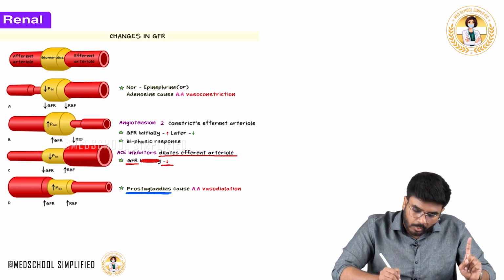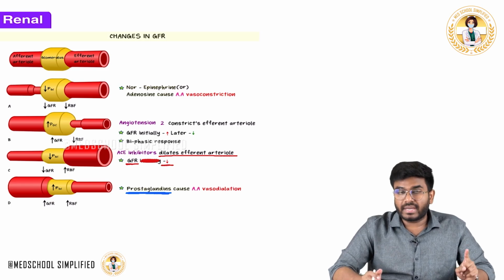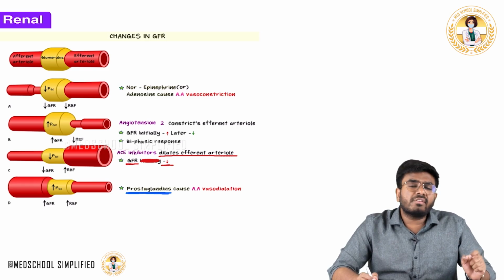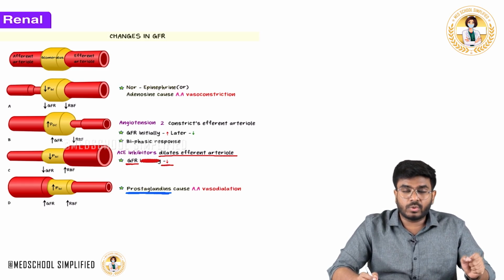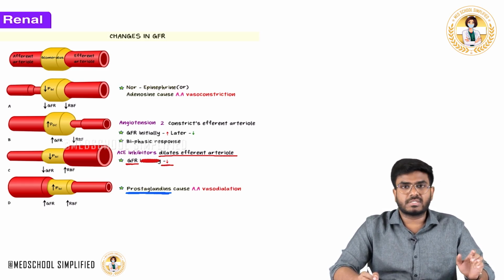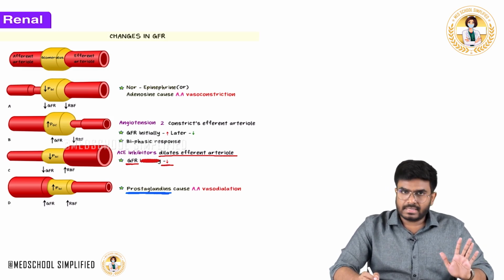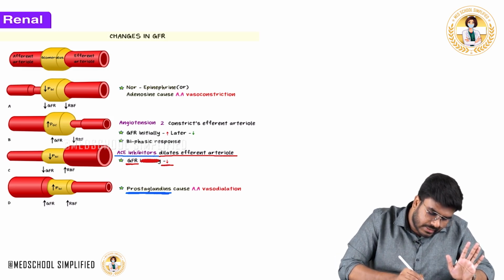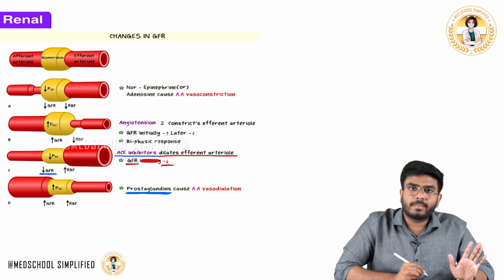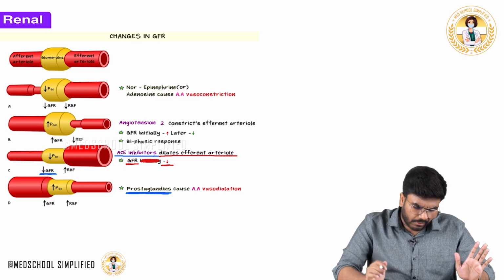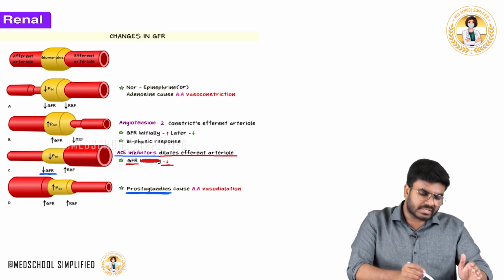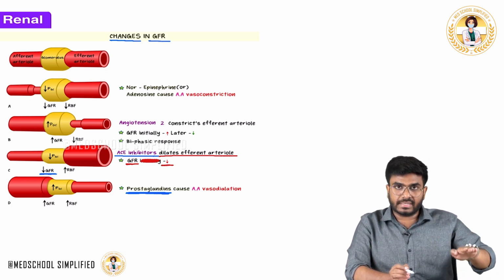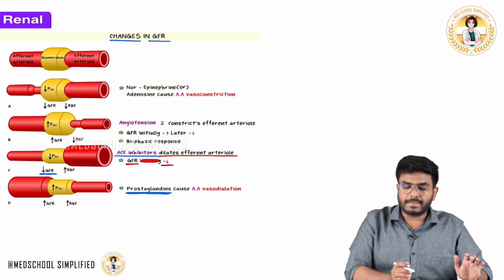Very, very important clinical point. At the end of this video, we'll discuss why we should never use ACE inhibitors in a patient who is suffering from bilateral renal artery stenosis. That we will discuss later. But anyway, ACE inhibitors decrease the GFR. Now, we are discussing the changes in the GFR. In certain conditions GFR is getting decreased and in certain conditions GFR is increasing.